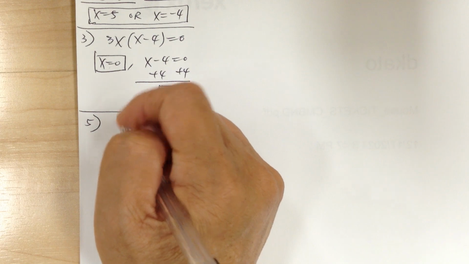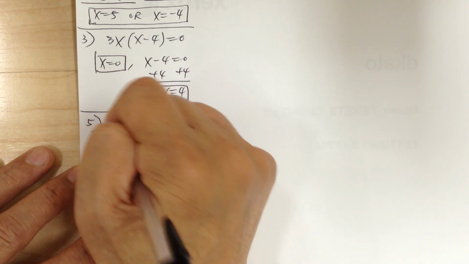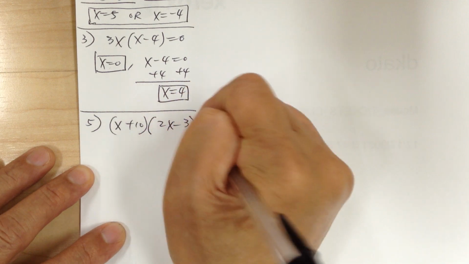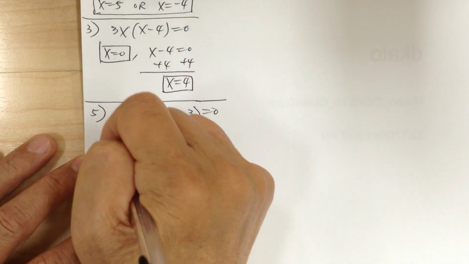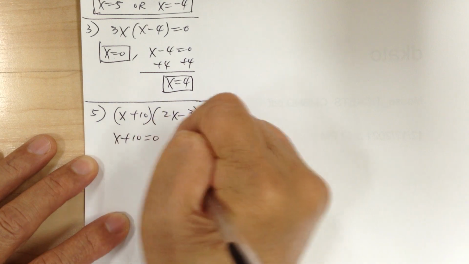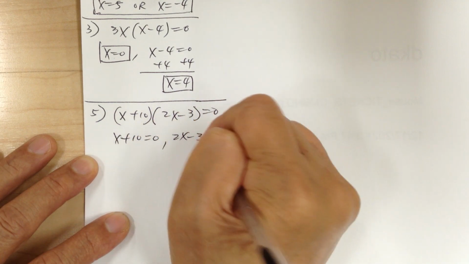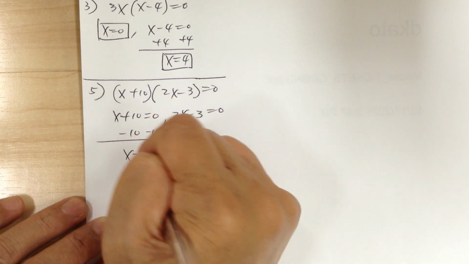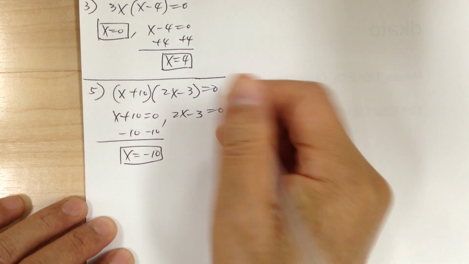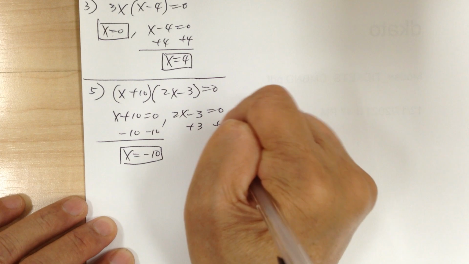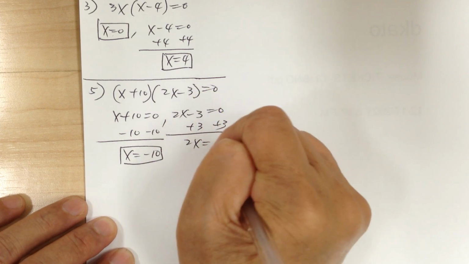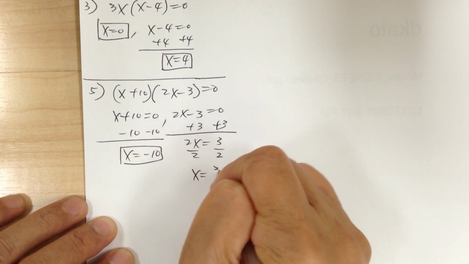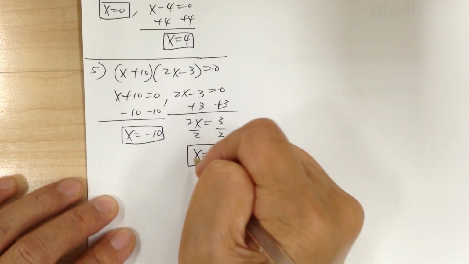Okay, number 5. Here you have x plus 10, 2x minus 3 equal to 0. So you can set each part equal to 0. This one you minus 10 on both sides. So you get x equal to negative 10 and that's it. This one you plus 3 on each side. So you're going to get 2x equal to 3. Divide both sides by 2. So you get x equal to 3 over 2.